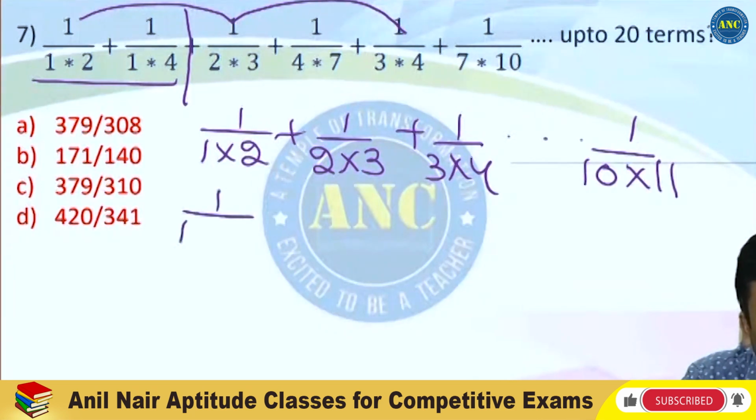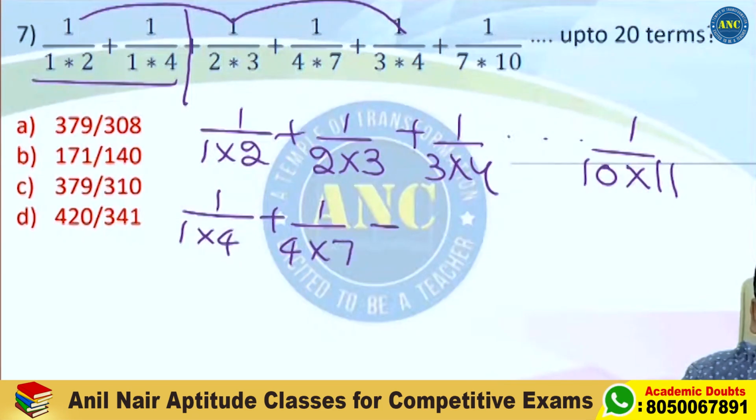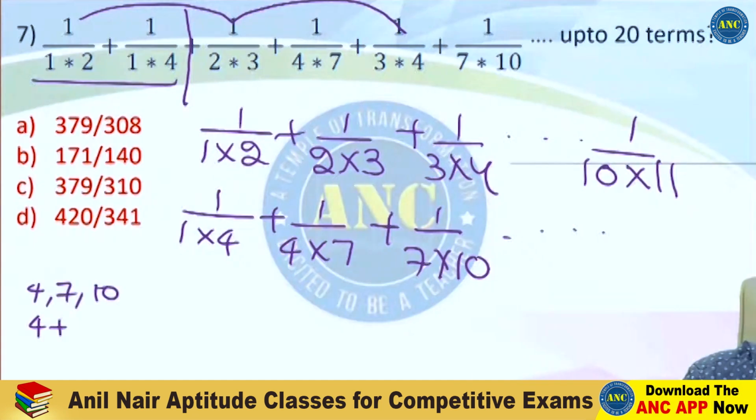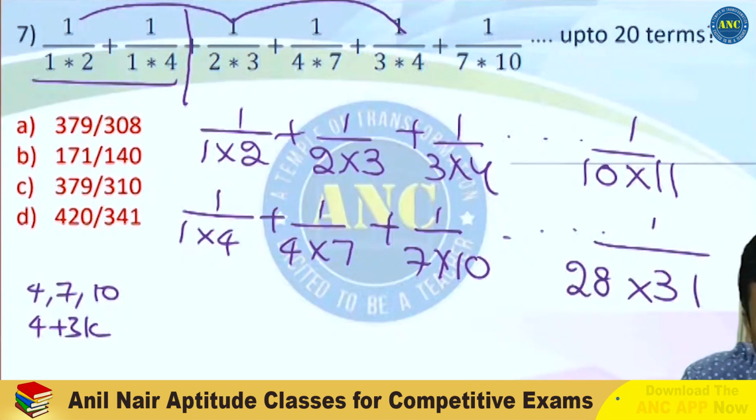These are nothing but 1 by 4 into 7, 1 by 4 into 7, 1 by 7 into 10. The 10th value, the last value, will be 4, 7, 10. 4 plus 3k. The 10th value is 31. 31, 3 difference, 28. 28.